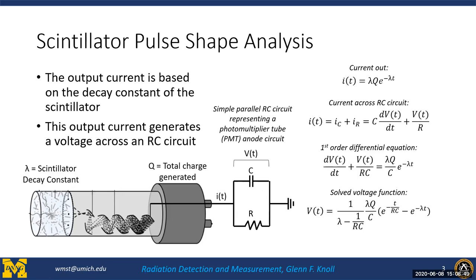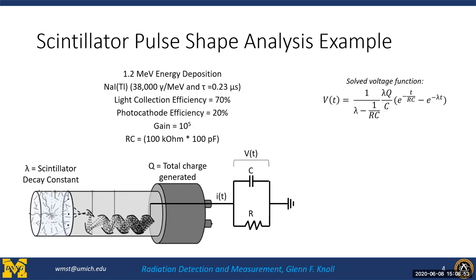So let's take this and let's apply it to some real data. So imagine that we've got this same simplified setup where we've got a 1.2 MeV gamma ray interact with a sodium iodide detector. Sodium iodide yields about 38,000 photons per MeV and has a decay time of 0.23 microseconds. Something to note that the decay constant is the inverse of the decay time.